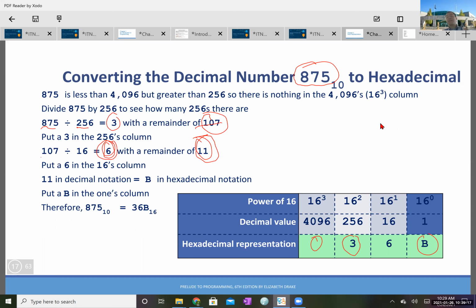So now you see, if you want to convert 875 in decimal to hexadecimal, you have the 3, 6, and B here. It's quite straightforward, right? Any question for that? Good. Okay.